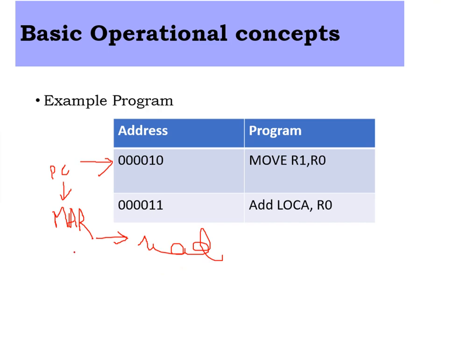Finally, after issuing a read control signal, this instruction will be fetched from the memory location and copied to the MDR, the memory data register. After copying it to the MDR, it will be transferred to the instruction register. When it is available in the instruction register, it is ready to get executed. This process of getting the instruction from memory to the MDR we call the fetch stage.